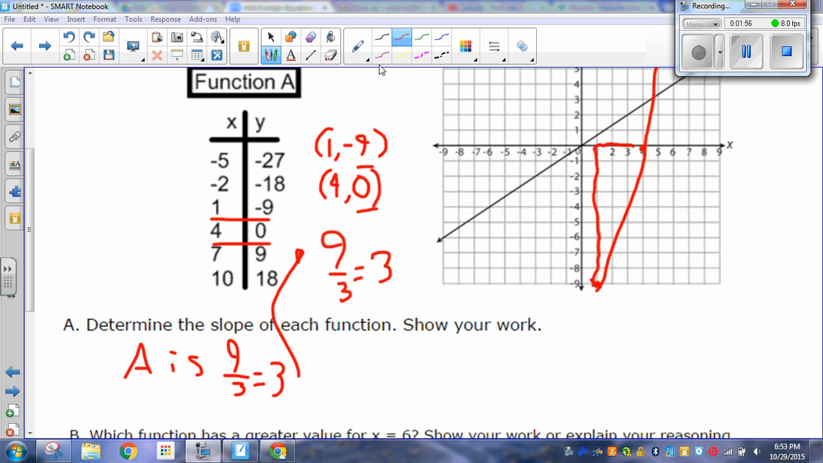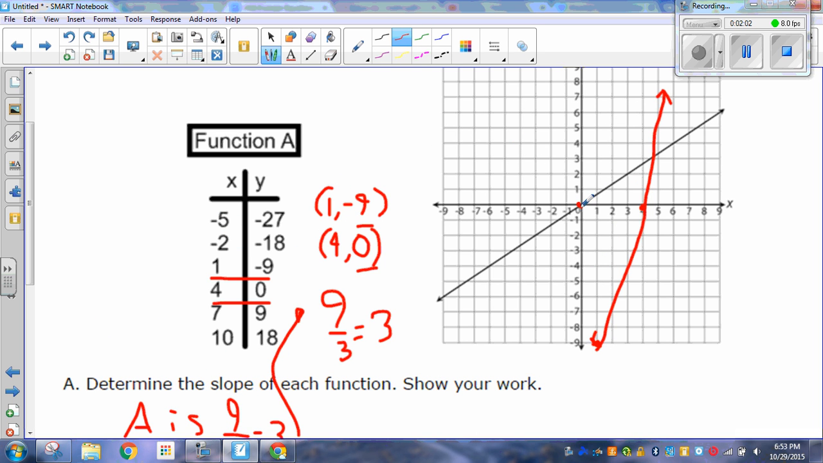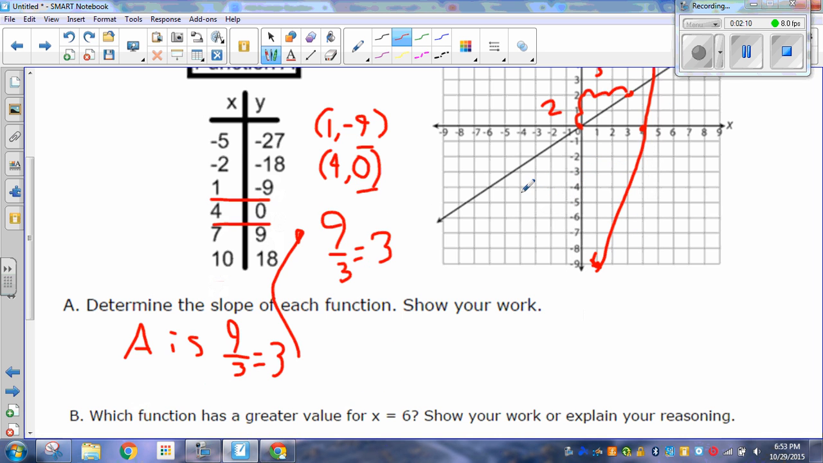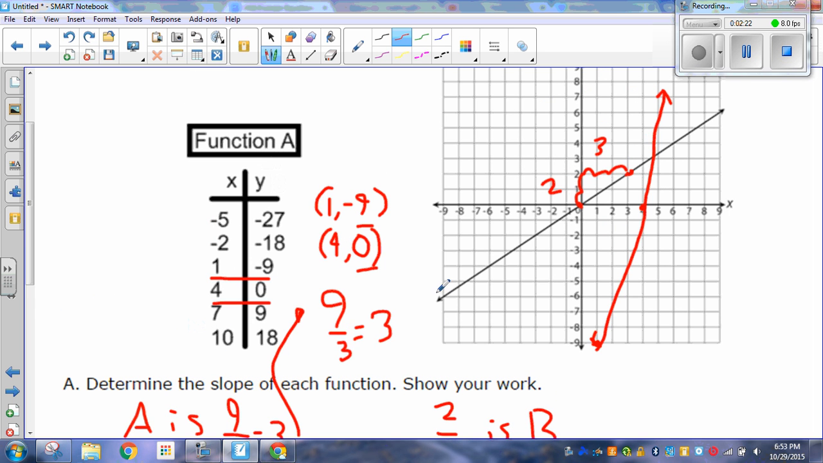And then we also need to find the slope of function B, so let's just do that on our graph really quickly. Plot 2 points, there's one, there's another one. I can count it's up 2 over 1, 2, 3. So I know the slope is positive 2 over 3, and that's it. That is the slope of B. And that's my work. That's enough to show that on your test. And I know it's positive because it's going upwards.